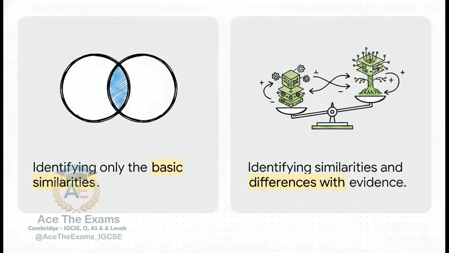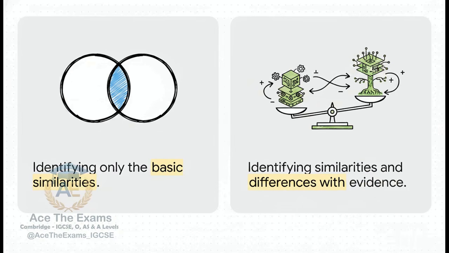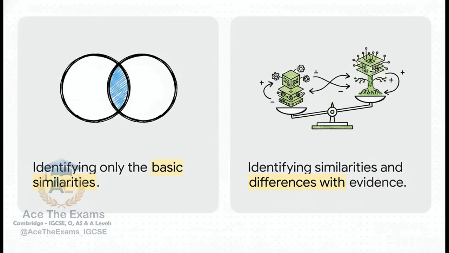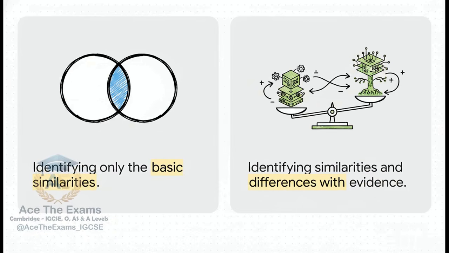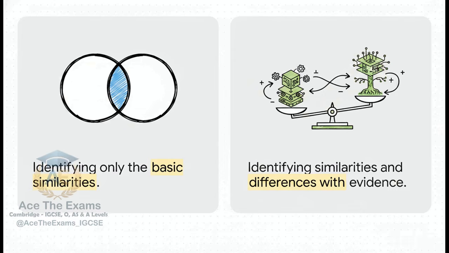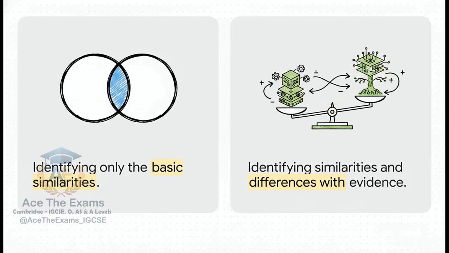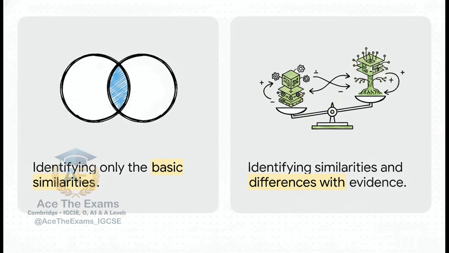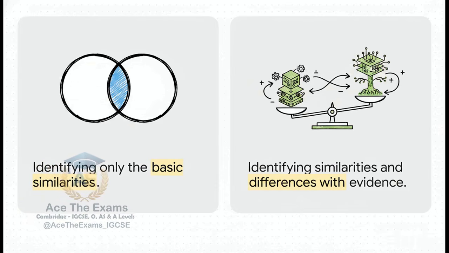The amateur candidate? They only list similarities. Oh, both of these methods store data. Great, thanks. But true A-star comparative analysis requires identifying similarities and differences. You must explicitly use comparative connectives, words like whereas, conversely, or in contrast.